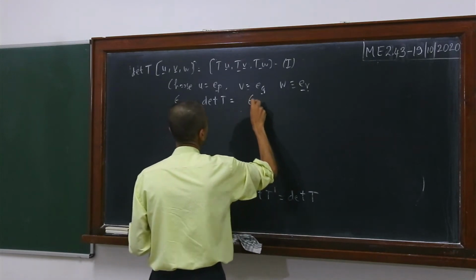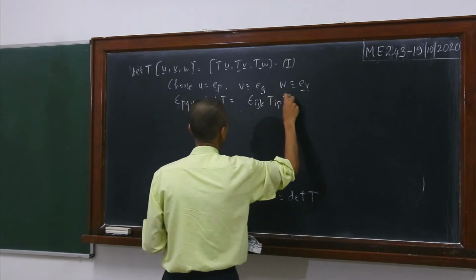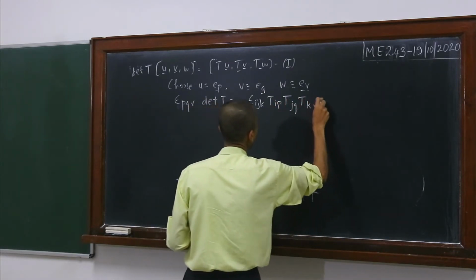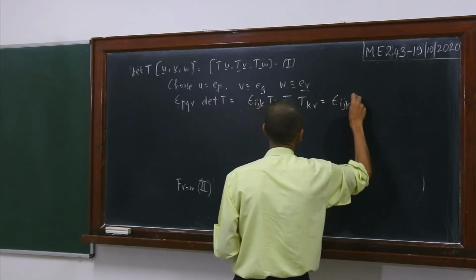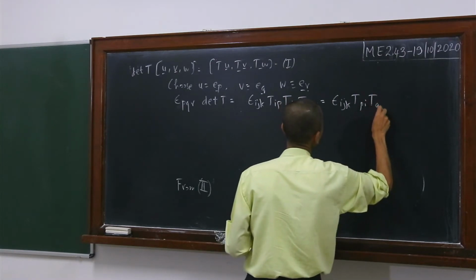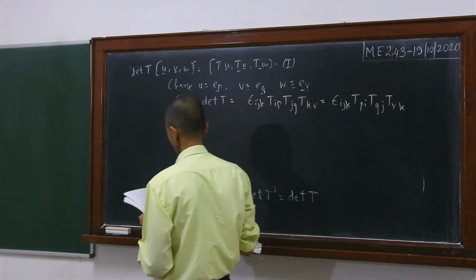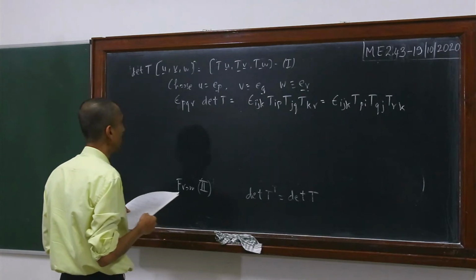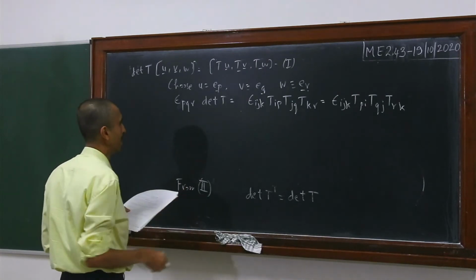is equal to epsilon IJK T Ip T Jq T Kr, and that is also equal to epsilon IJK T pI T qJ T rK. So this relation also is a very, very useful relation in deriving various kinds of identities here.